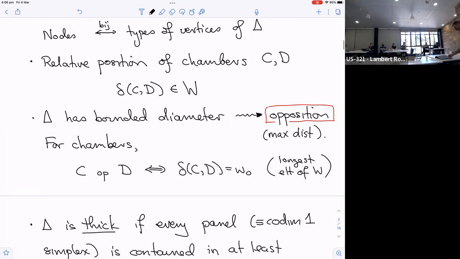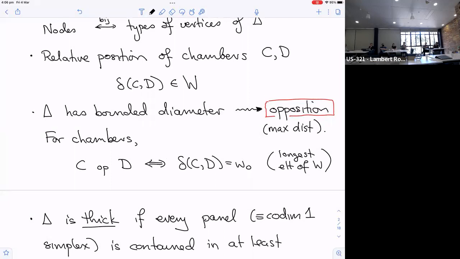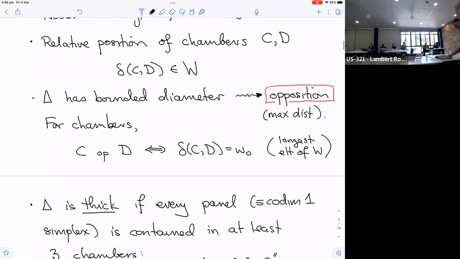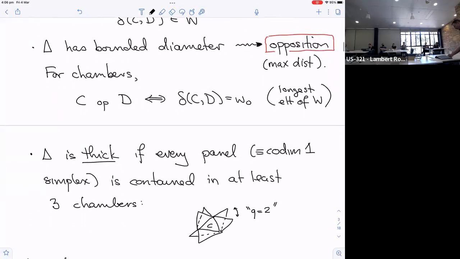Anyway, chambers are opposite. It just means that their relative position, so to speak, is the longest element of the Coxeter group. Also, just a kind of non-degeneracy, so to speak, delta is called thick if every panel, so in a simplicial complex, panels are codimension 1 simplices, that would be an edge in this picture, is contained in at least 3 chambers, and I've drawn the chambers as triangles. So Mikkel's talk was about Coxeter groups, which are buildings, but they're buildings where every panel is contained in precisely 2 chambers. So you don't have this kind of thickness here. So just read my Q as 2.